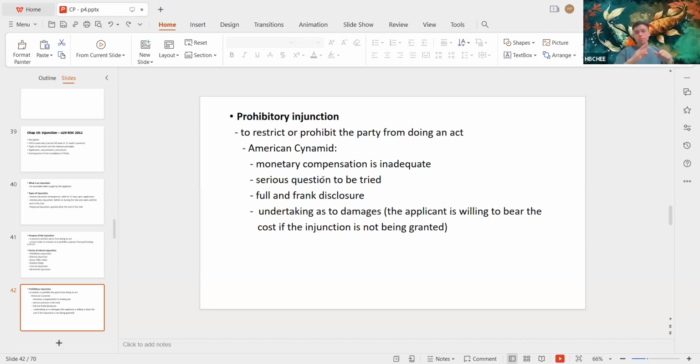The principles governing prohibitory injunction are given in the case of American Cyanamid: monetary compensation is inadequate, serious question to be tried, full and frank disclosure, and undertaking as to damages. This basically means the applicant is willing to bear the cost if the injunction is not granted. There is another wording, balance of inconvenience, which actually has the same meaning.